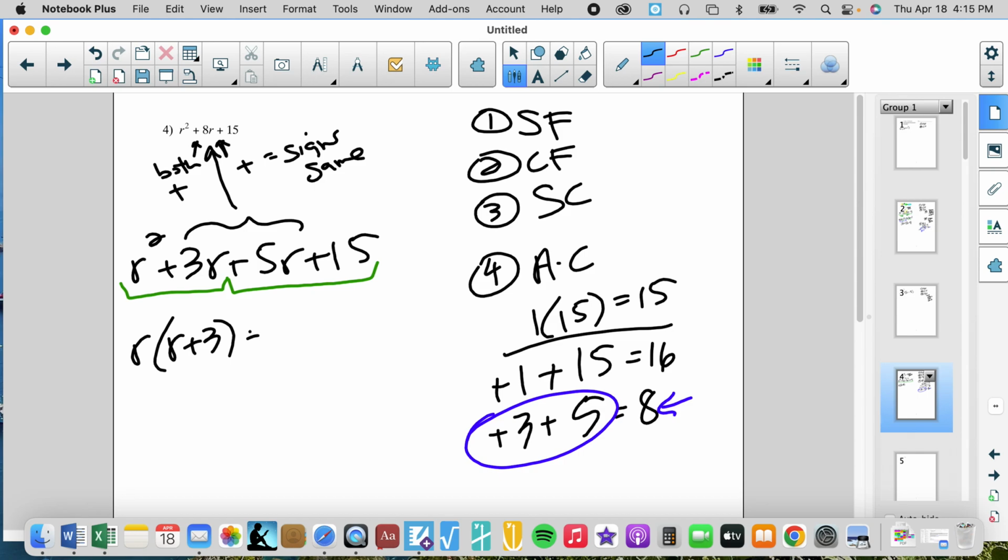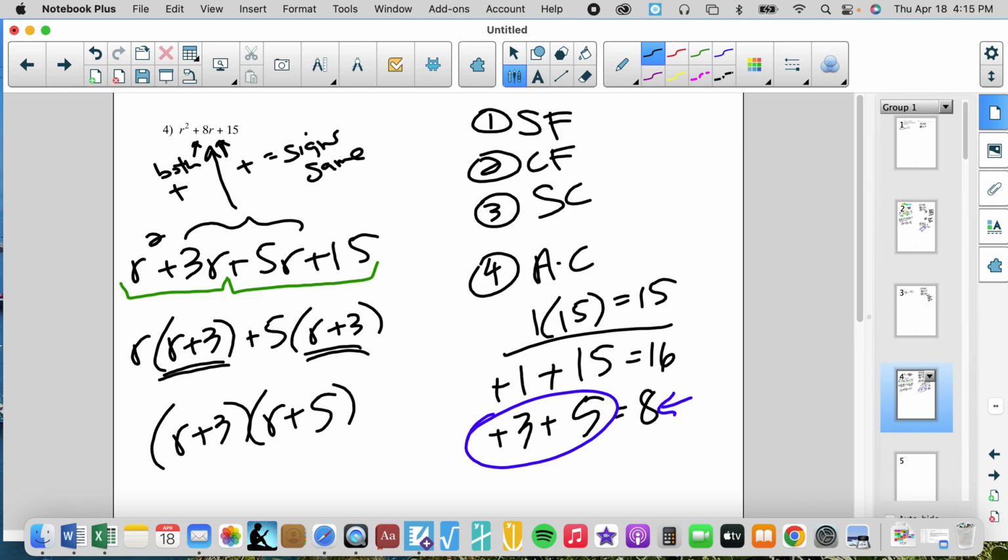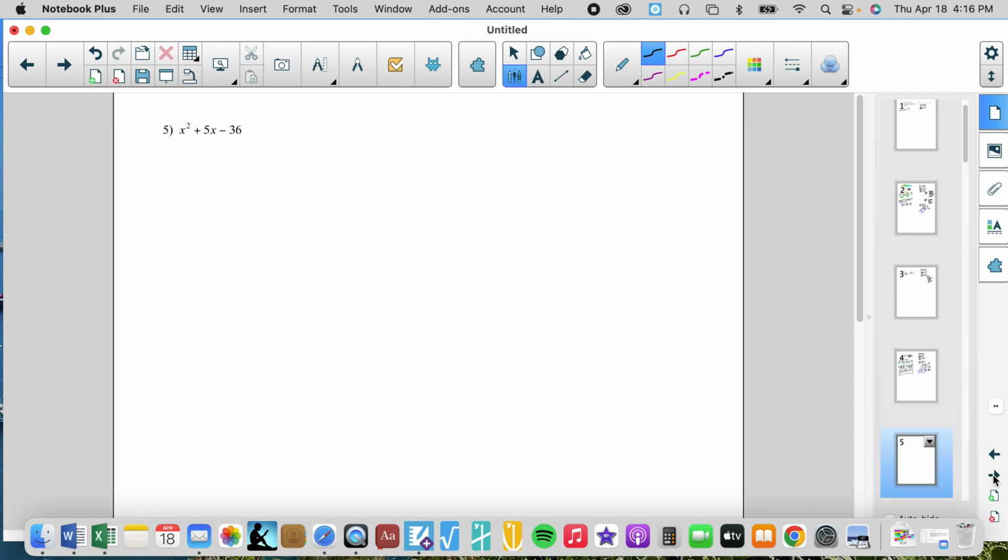I'm going to factor out a positive 5 from the second group. That leaves me with r plus 3. I knew I did it correct because they were the same. Those must be the same. And if we pull out the r plus 3, we're left with r plus 5. You can check that by multiplying that back out, and you should get your starting expression.